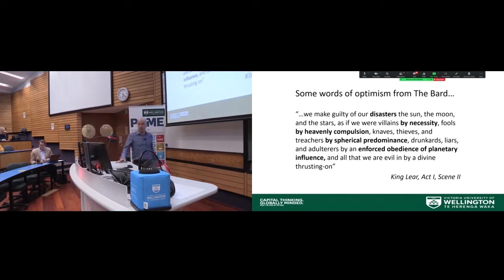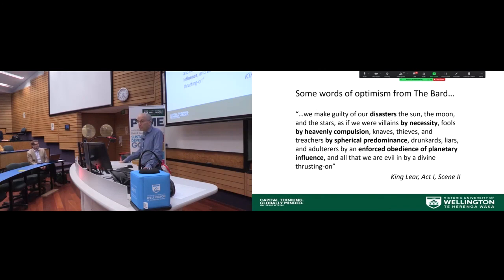Shakespeare was the first person who used the word disaster in the English language. This is from King Lear, and he's saying that we always blame others for our disasters. The emphasis here is on our disasters. We are blaming the moon, the sun, the stars. So we are blaming everyone else other than ourselves, while principally these are all our fault.